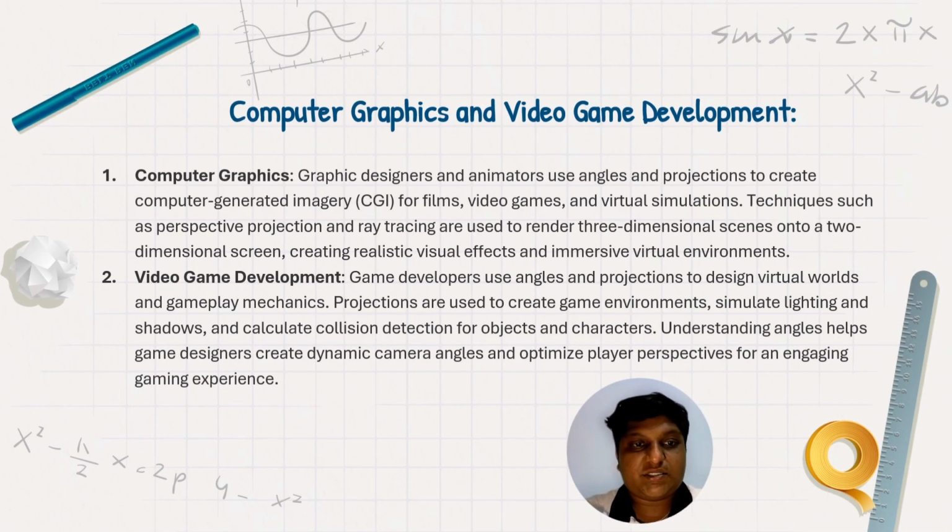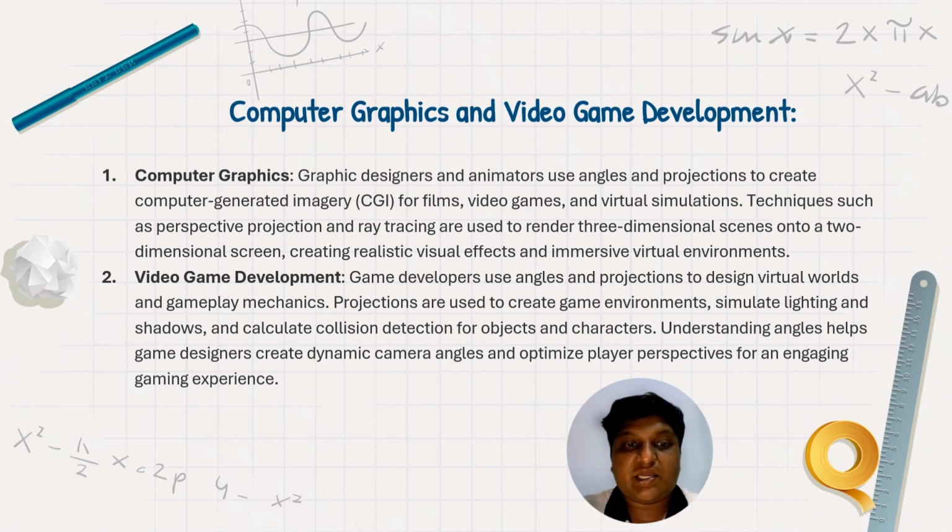The last two applications which we are going to see are computer graphics and video game development. Computer graphics: graphic designers and animators use angles and projections to create computer-generated imagery, which is nothing but CGI, for films, video games, and virtual simulations. Techniques such as perspective projection and ray tracing are used to render three-dimensional scenes on a two-dimensional screen, creating realistic visual effects and immersive virtual environments.